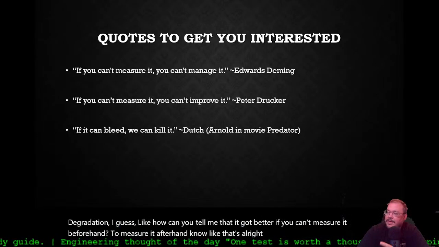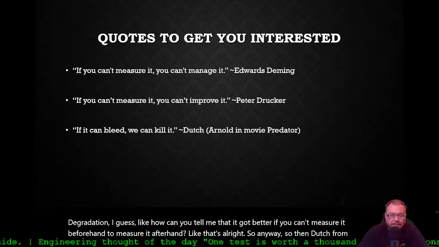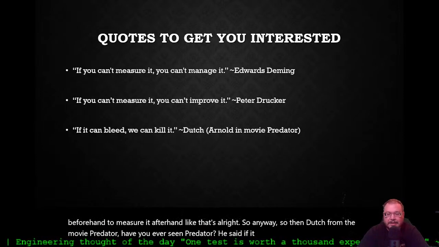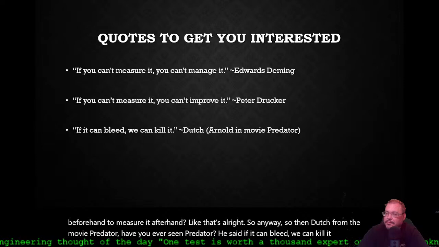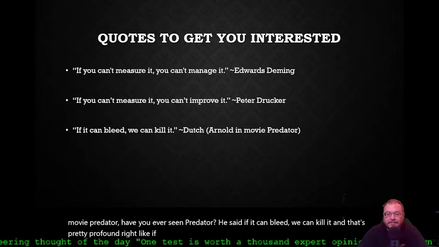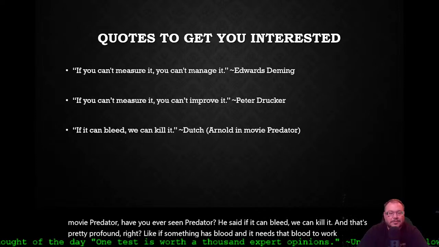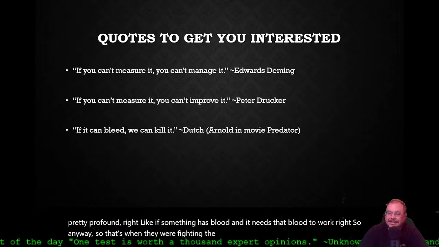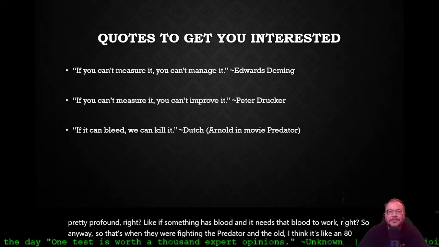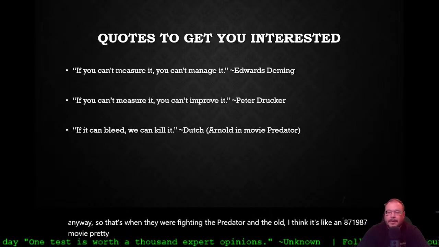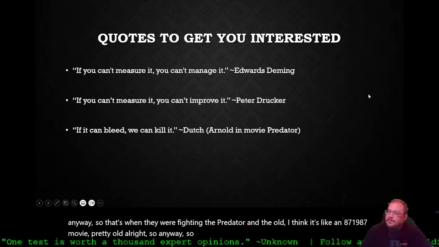So anyway, Dutch from the movie Predator, if you've ever seen Predator, he said, if it can bleed, we can kill it. And that's pretty profound, right? If something has blood and it needs that blood to work, right? So that's when they were fighting the Predator in the old, I think it's like a 1987 movie. Pretty old. All right. So anyway, these are quotes to get you interested.